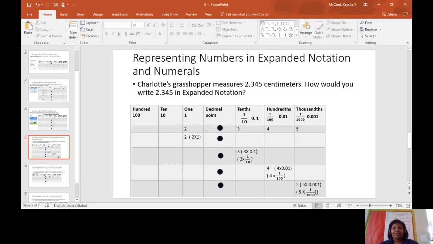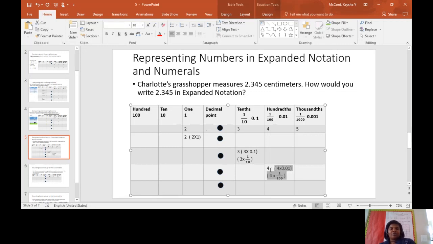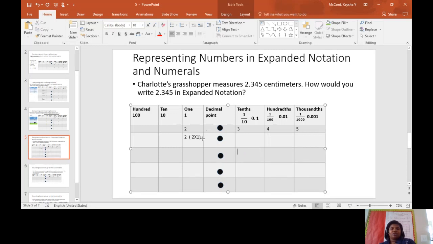Okay? Now let's try another number. Just to make sure we understand, let's try a new number. Okay? So we are going to do McCord's favorite number in math. We're going to write 3 and 14 hundredths. Okay? I'm going to write this in expanded notation.